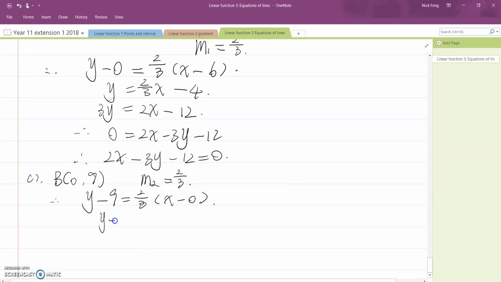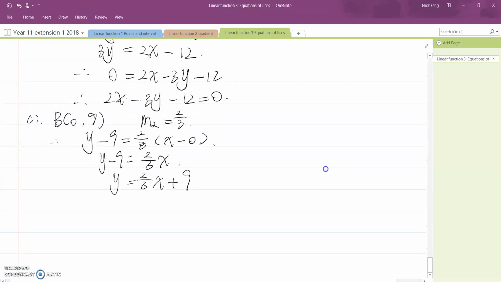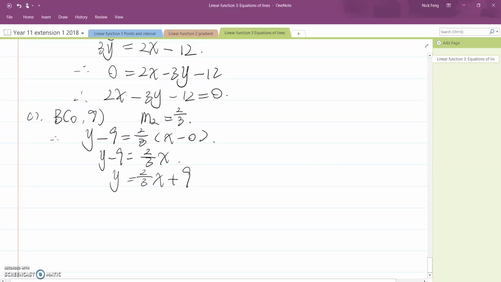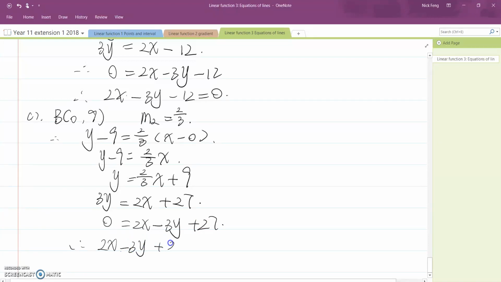Therefore, we have y minus 9 equals 2 over 3 x, and y equals 2 over 3 x plus 9. Again, we need general form. Multiply both sides by 3, giving 3y equals 2x plus 27, and 0 equals 2x minus 3y plus 27. Therefore, the final answer is 2x minus 3y plus 27 equals 0.